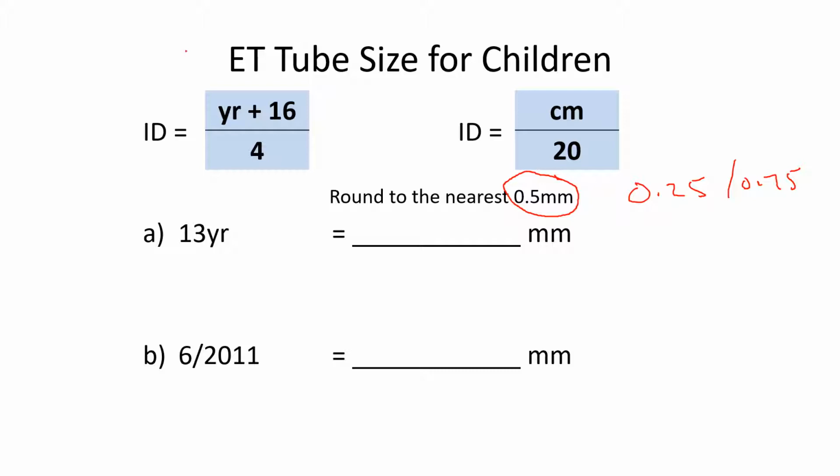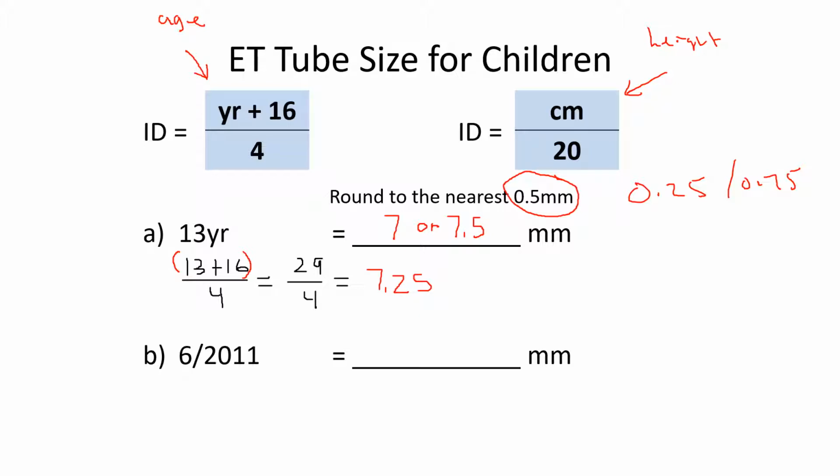You can do it by age, or you can do it by height. And the units you need are years and centimeters. So plug and chug for A. So 13 plus 16 over 4. Remember, you've got to do everything in your numerator first. So 29 divided by 4. And this one, since it's right in the middle, either or.